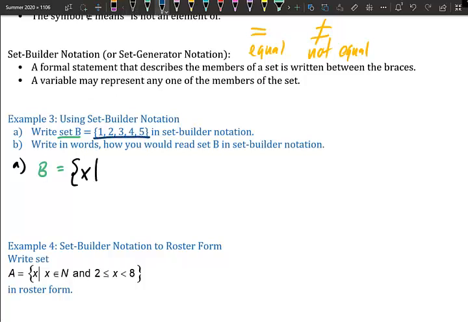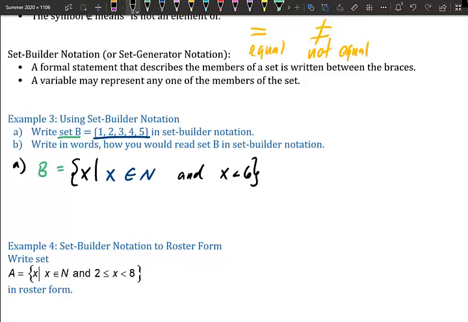we have 1, 2, 3, 4, 5, meaning x is an element of natural numbers and x is less than 6. Because it's saying all the numbers are less than 6. Part B is to write this out in words. It's going to help us better understand.